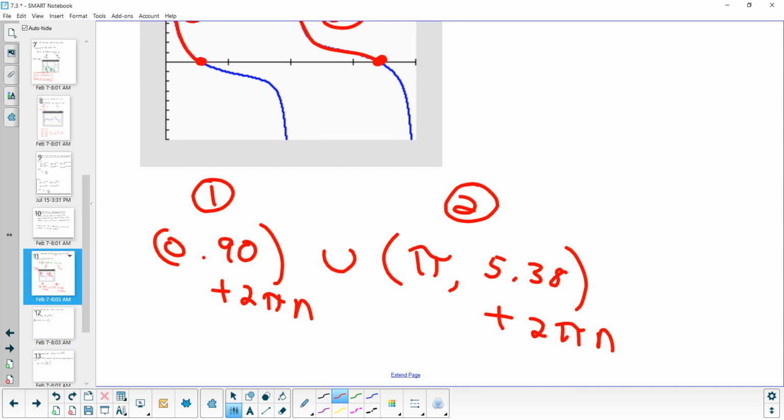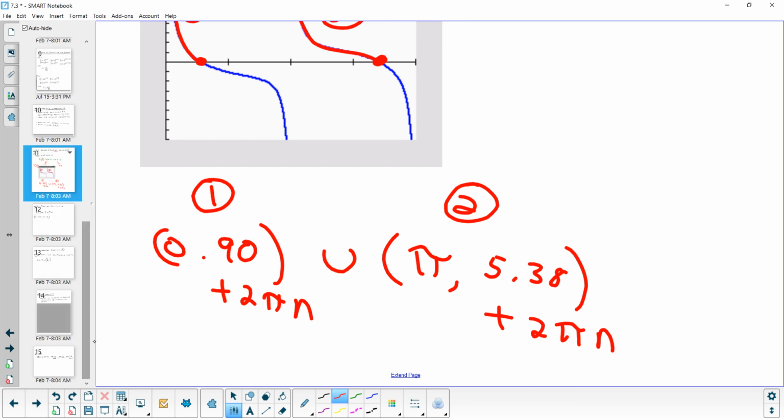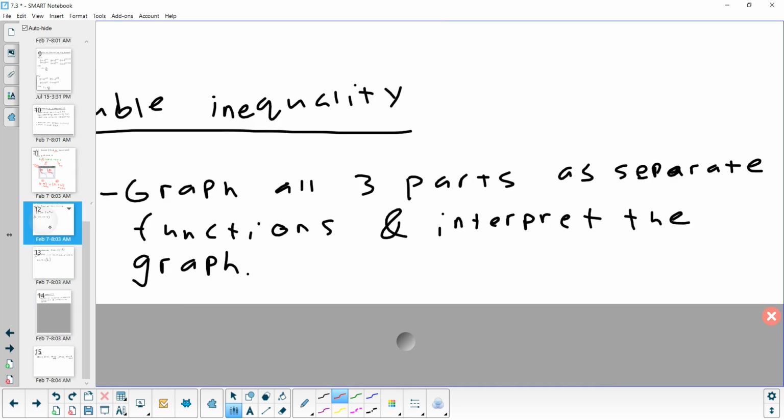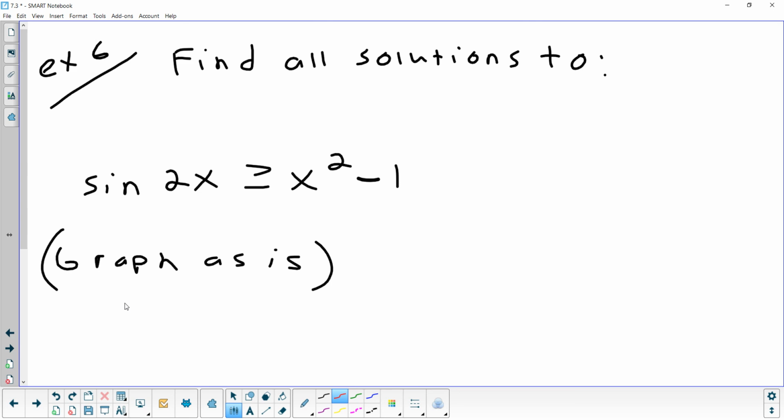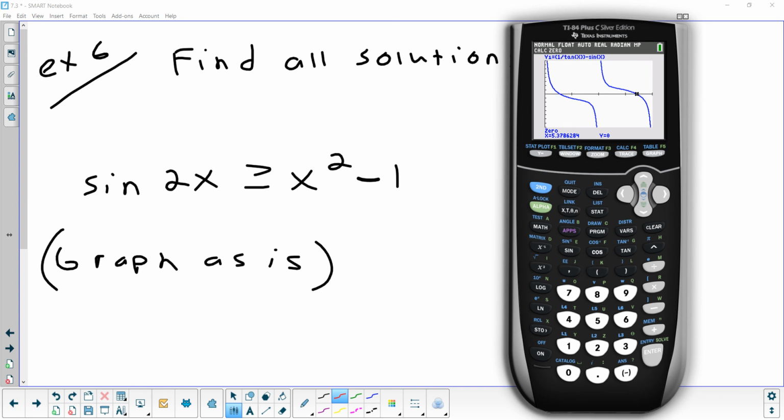All right. Let's try, let's see, what's this? All right, let's do this one. And let's graph this one as is. In other words, don't rearrange it. Just do a y1 and a y2 type thing. We've got sine 2x, and we've got x squared minus 1. I want to know where the sine function is above this parabola that's been shifted down 1.